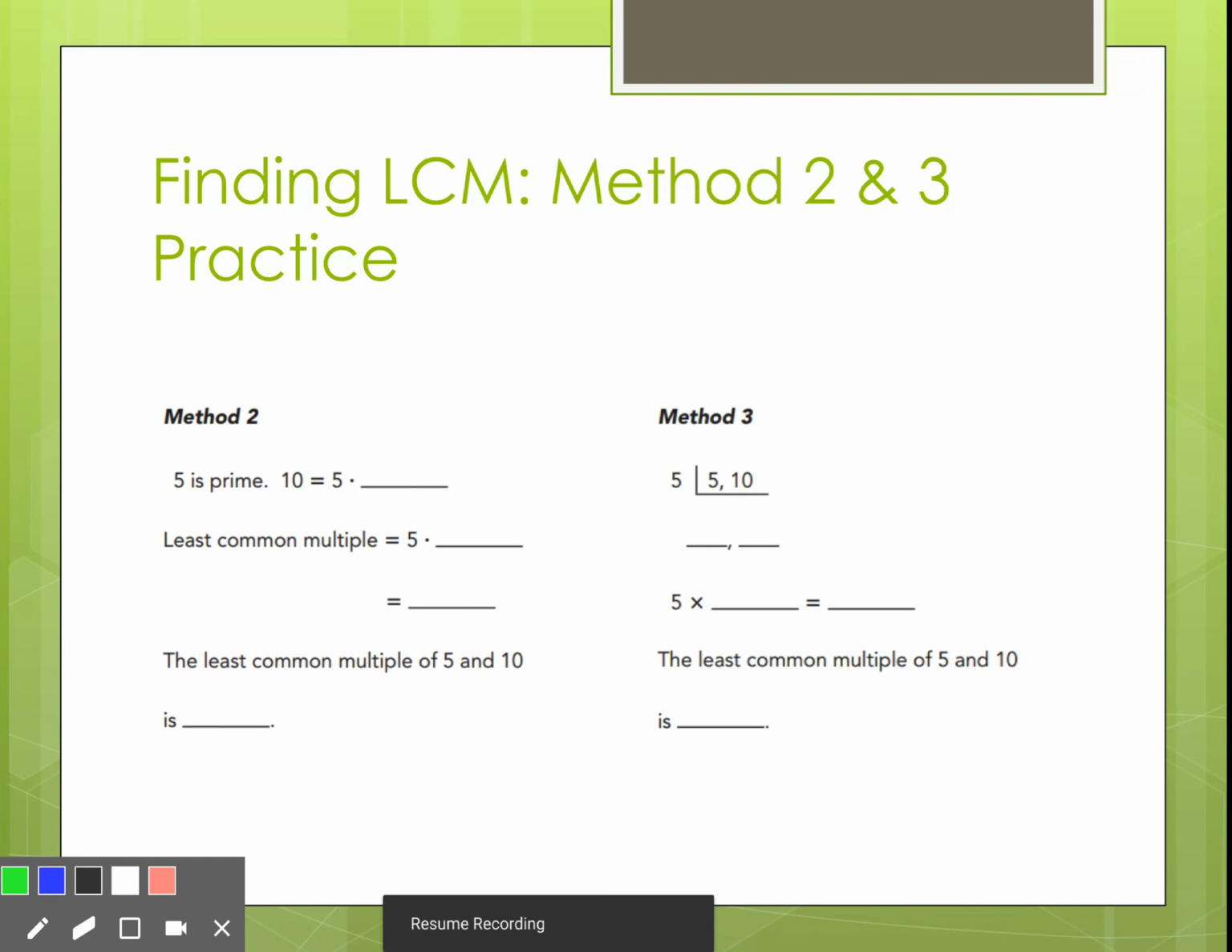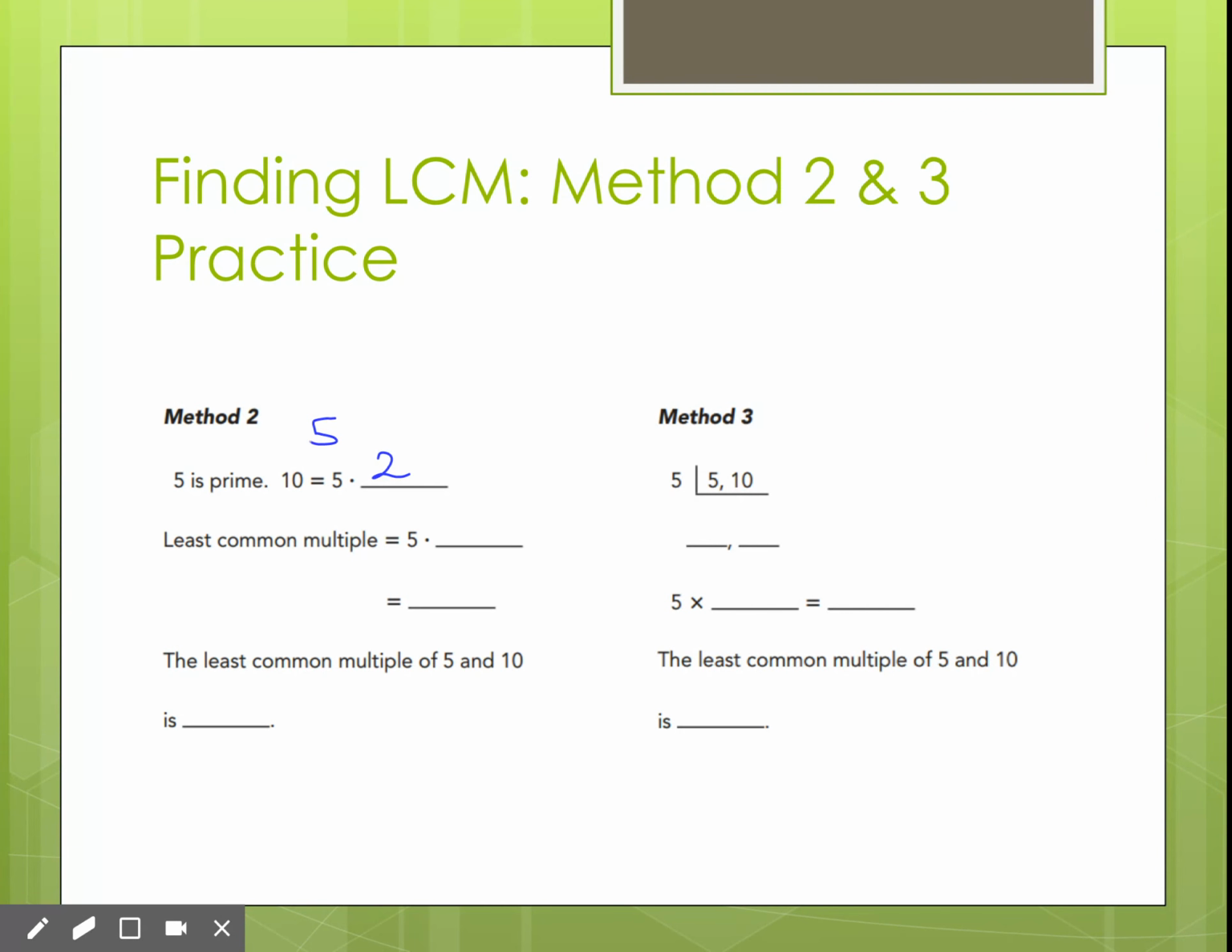Let's try method 2 with 5 and 10. So 5 is prime, so we don't have to do anything there, but 10 is not. 10 is 5 times 2. So the least common multiple we know because that list was just 5 for number 5. And that's what they have, is 5 times this 2 here equals 10.